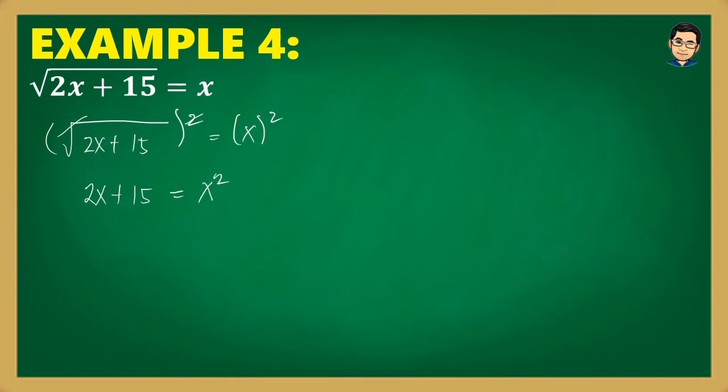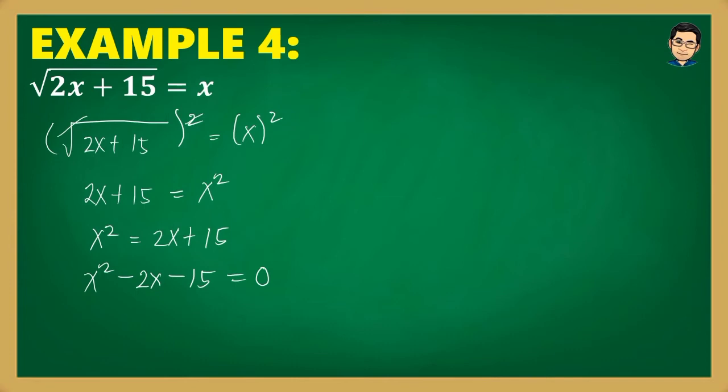So, pwede natin pagpalitin ng pwesto. X squared is equal to 2x plus 15. And then, itong 2x plus 15 ay lilipat natin sa left side. So, magiging x squared minus 2x minus 15 is equal to 0. So, as you can see, quadratic equation po yung ating resulting equation.